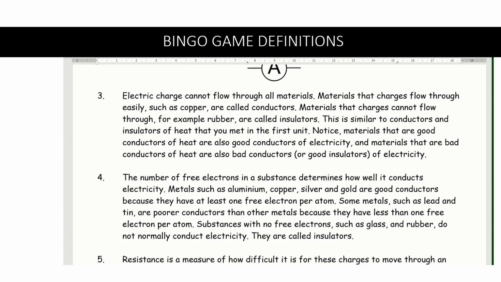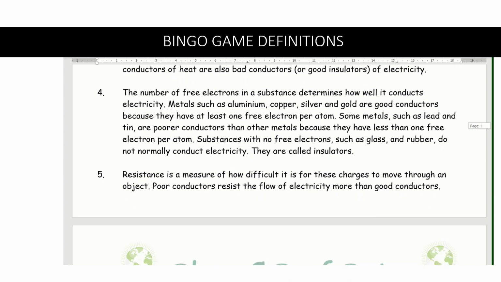Paragraph 4. The number of free electrons in a substance determines how well it will conduct. Metals such as copper, aluminium, silver and gold are good conductors because they have at least one free electron per atom. Some metals, such as lead and tin, are poorer conductors than other metals because they have less than one free electron per atom. Substances with no free electrons, such as glass and rubber, do not normally conduct, and they're called insulators. Paragraph 5.